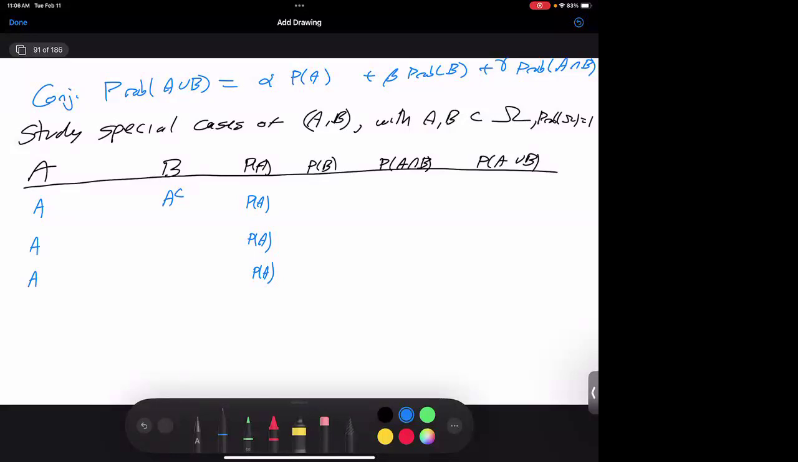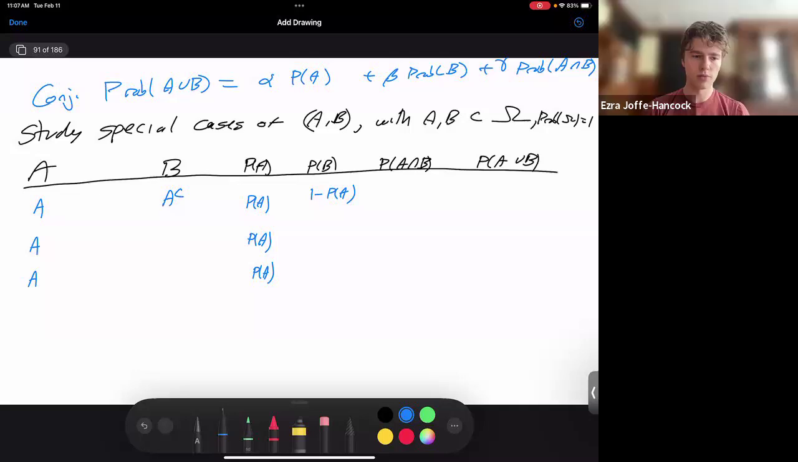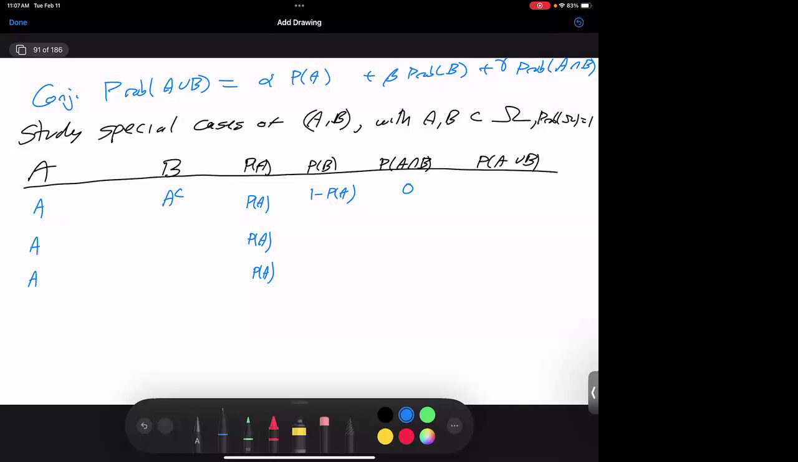Then the probability of B would be 1 minus the probability of A. What's the probability of A intersect B? If B is the complement of A, what's the probability that you're in both? 0. What's the probability you're in the union? 1. Can you give me another good choice for B?